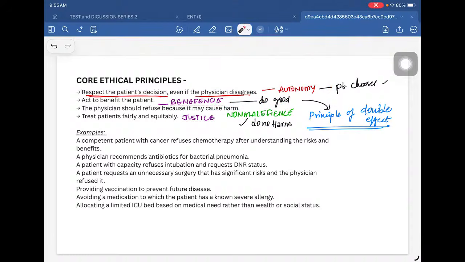Okay, let's see some scenarios because they tend to test these core ethical principles a lot. A competent patient with cancer refuses chemotherapy after understanding the risks and benefits. You go with it. So which core ethical principle are you following over here? Take a moment and let me know.